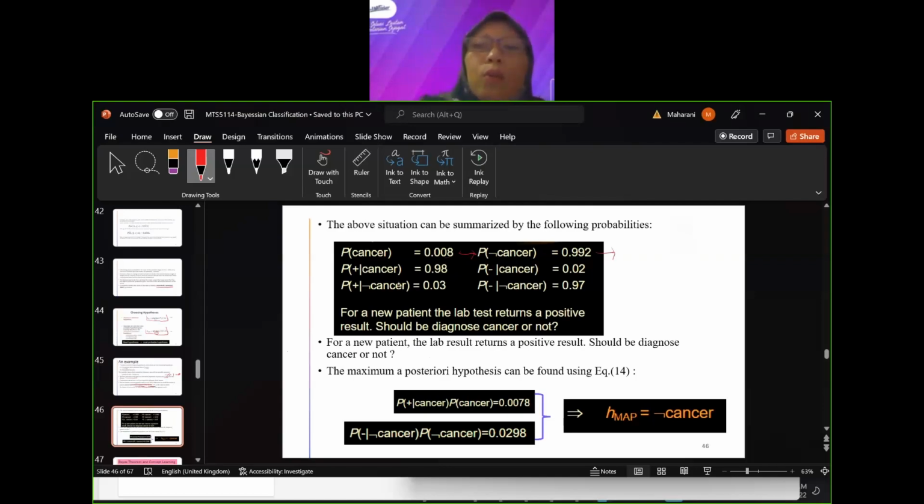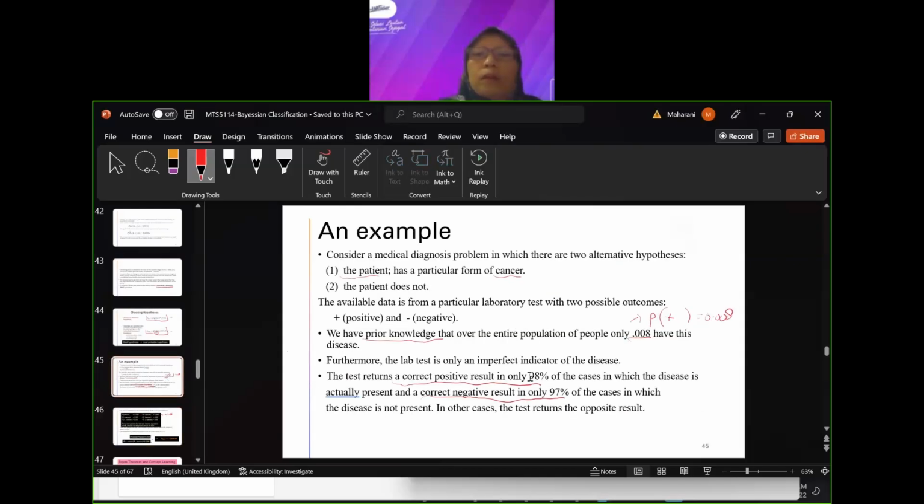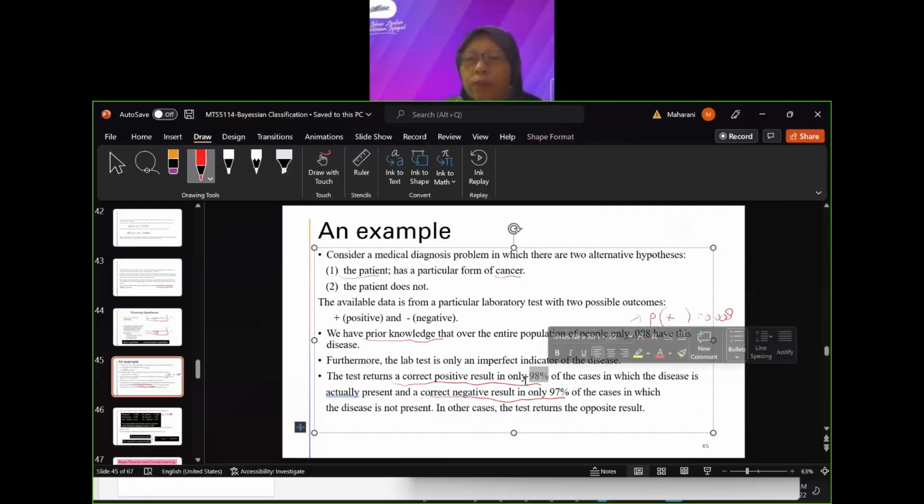How did you get this one? It is 1 subtract 0.008. So you got this one. Now, the probability that the test is positive with condition cancer says 0.98, according to this story. For the patient who has cancer and takes the test, the correct positive rate is 98%.